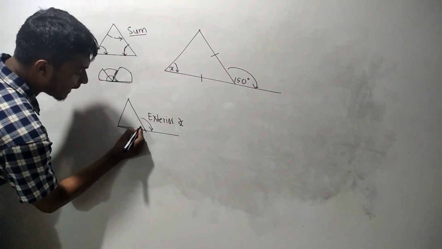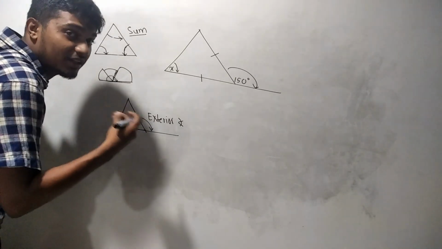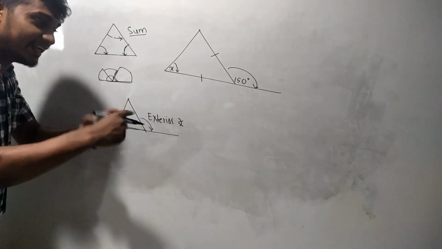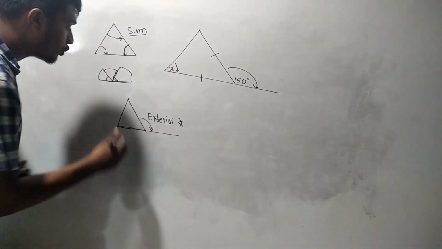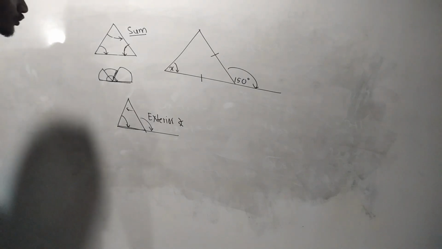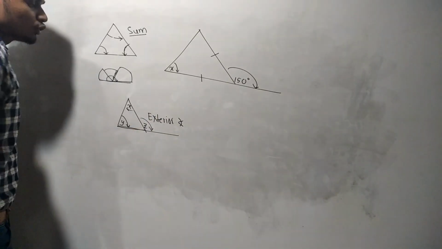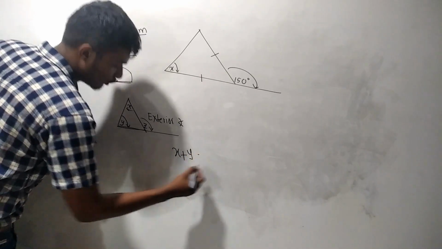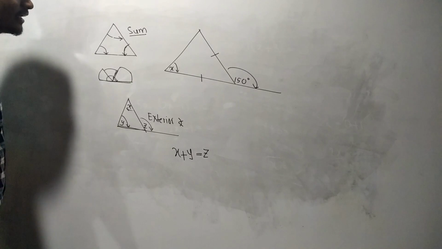The angle which is closest to this exterior angle is not the one of concern. We need to look at the angle that is internal and also on the opposite side. So you look at this one and this one. Let's say there is x, y, and z. Then x plus y is going to be equal to z. So this is the theorem.